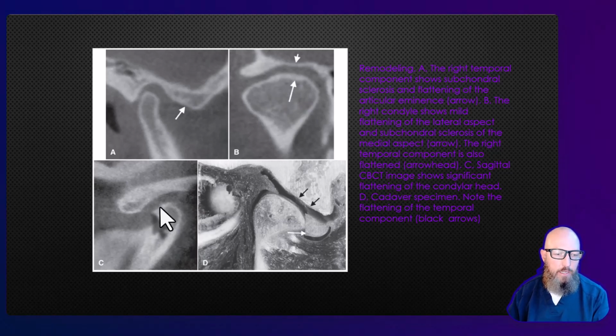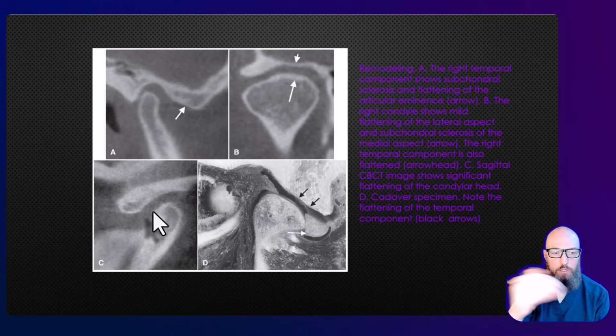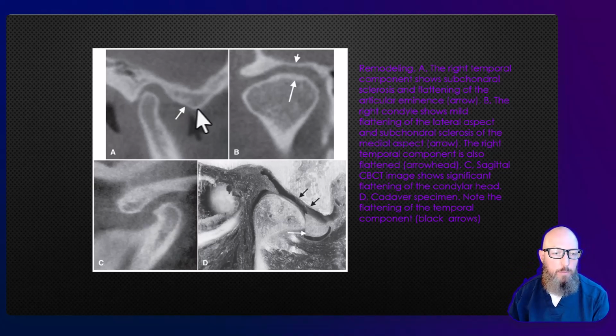See this anterior beaking? The condyle usually should have a nice curved surface. The articular eminence as well should be continuously curved. So if you start to see beaking here on the anterior portion, that's usually the first place that you see osteophytes in the temporomandibular joint.